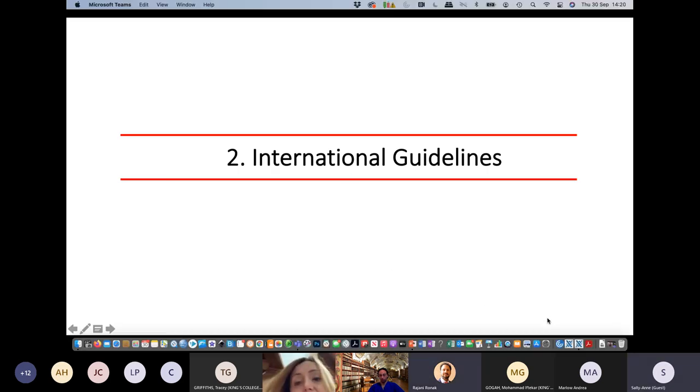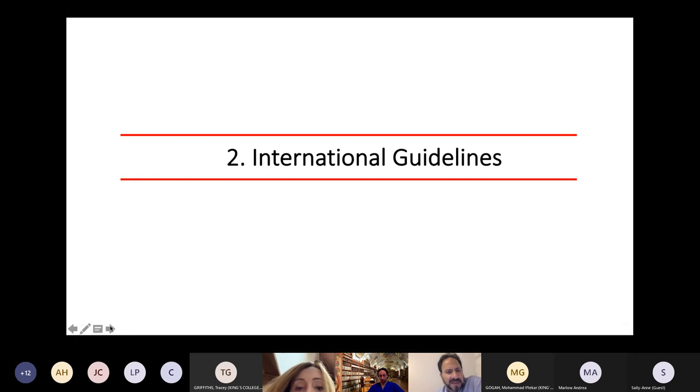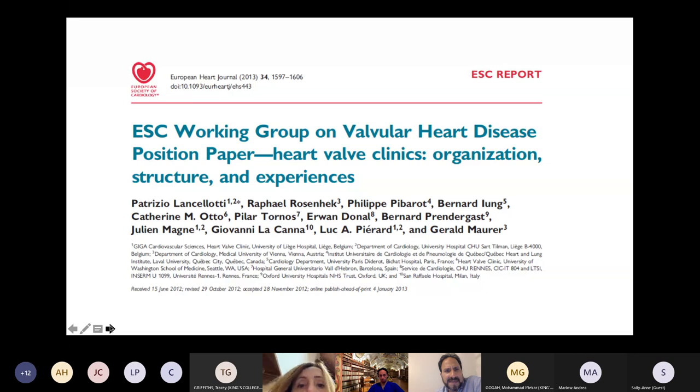Okay, so thank you very much, Alexandros, and also Sally. So what I'm going to do is, the international guidelines are almost 40 pages long and cover every aspect of valvular heart disease. So I think what would probably be more useful is for me to stick with some of the core principles as to what our perspective, Alexandros and myself, is on the management of valve disease.